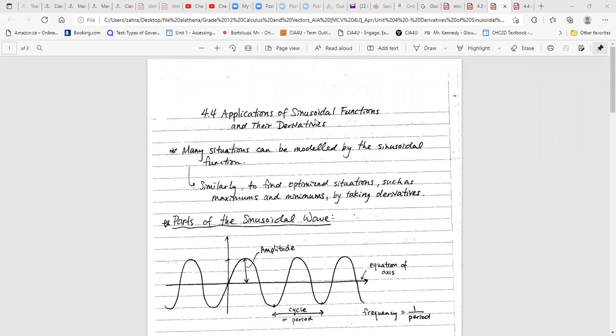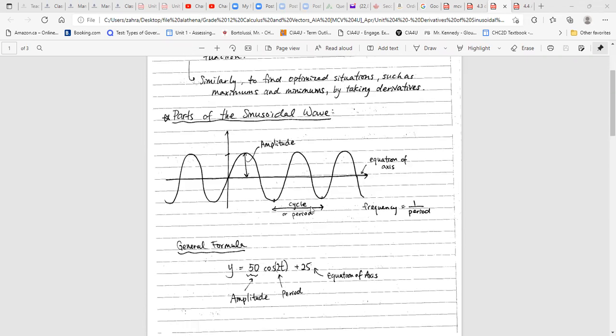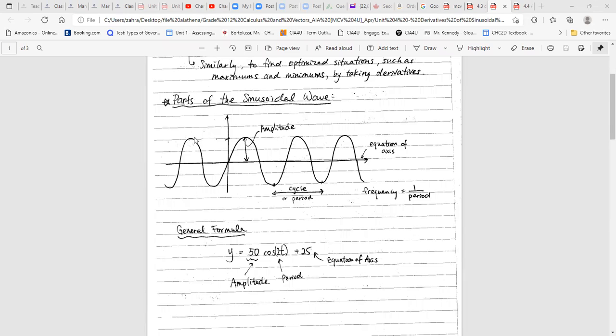4.4 applications of sinusoidal functions and their derivatives. For the application, we need to know some concepts such as amplitude, cycle, equation of the axis, and frequency. If this is a sinusoidal function, the amplitude is half the distance between the maximum and minimum, or the distance between the maximum and the axis.